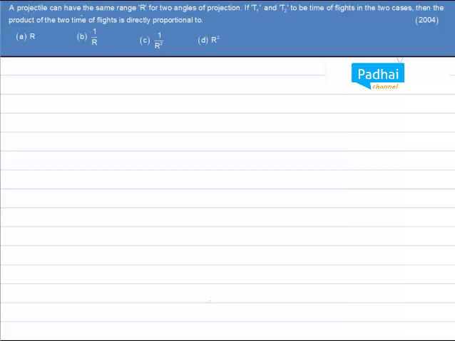A projectile can have the same range r for two angles of projection. Right. Now, what do you mean by this line? A projectile can have the same range r for two angles of projection. A lot of students might know this, that it has two angles of projection. But let us see how we come to it.